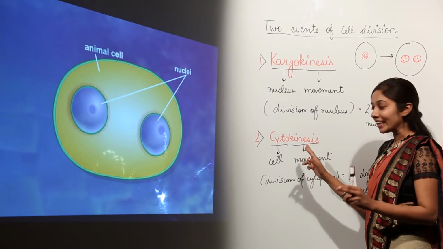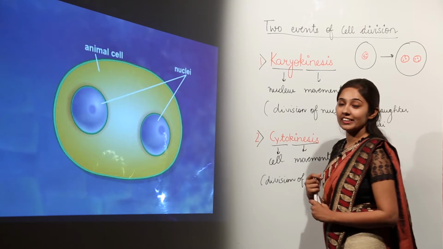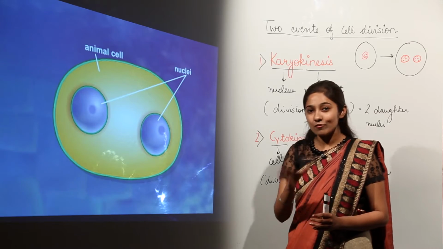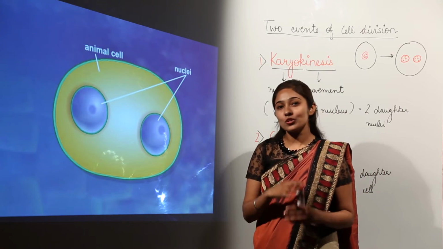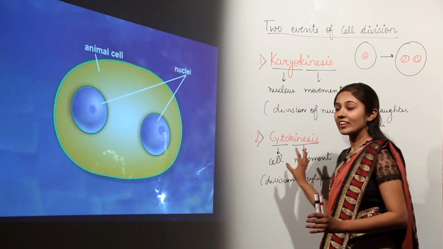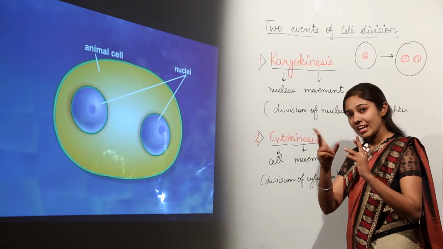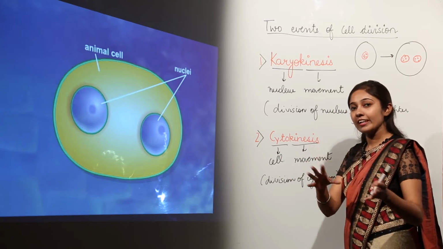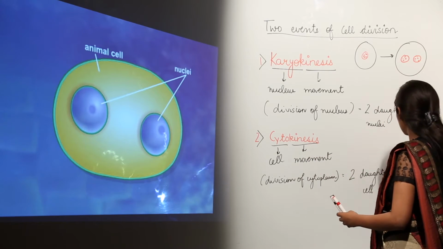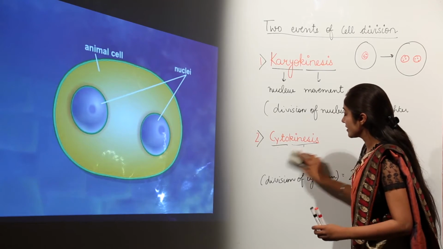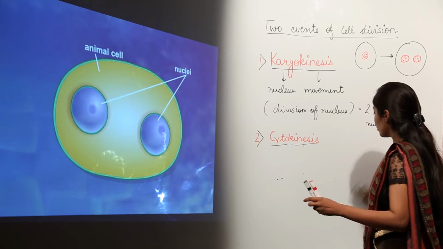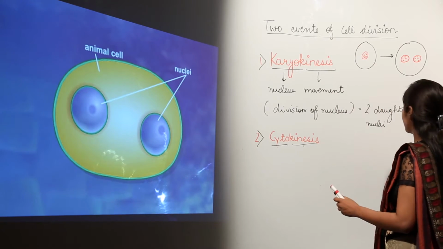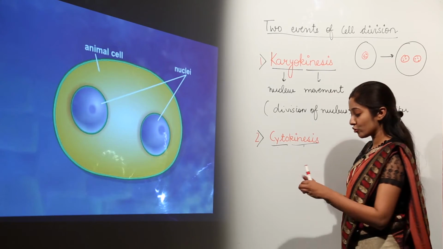When I am talking about cytokinesis, you should remember that in case of plant cells there is a cell wall, and in case of animal cells there is no cell wall. So this process of cytokinesis must be different in both types of cells. In plant cells it is different, in animal cells the process is different.